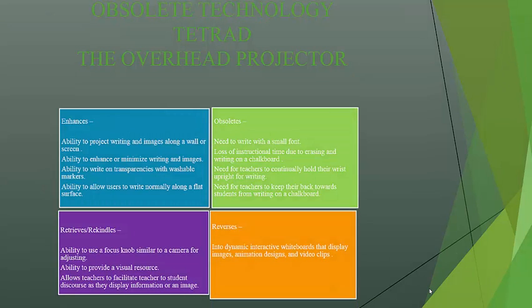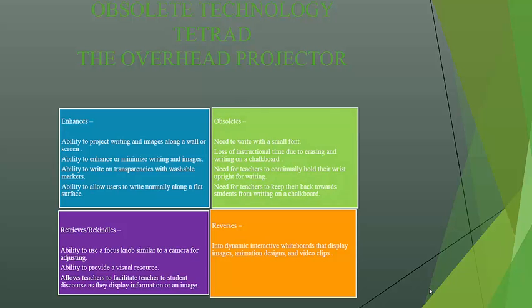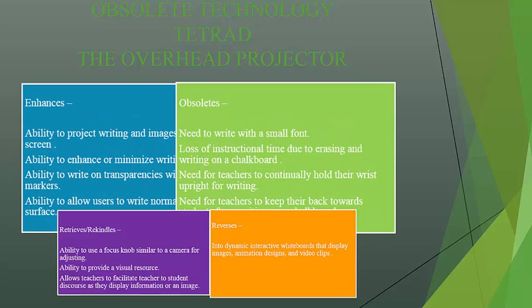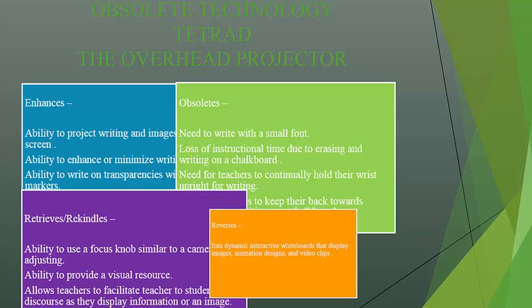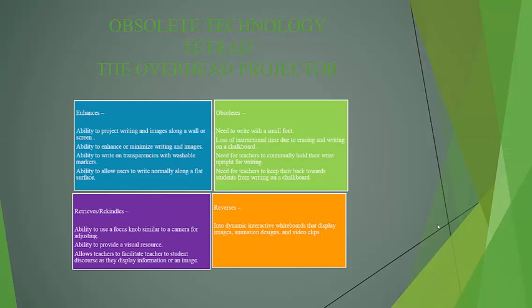Let's now take a look at the obsolete technology tetrad for the overhead projector. It enhances the ability to project writing and images along a wall or screen, the ability to enhance or minimize writing and images, the ability to write on transparencies with washable markers, and the ability to allow users to write normally along a flat surface.